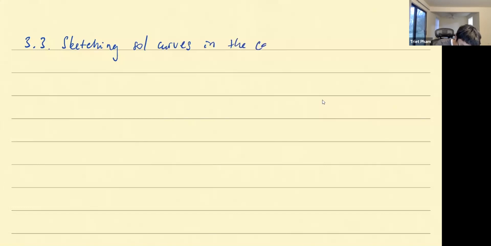Okay, so let's revisit what we did last time and let's codify a little bit. I have some slight modification I want to talk about. So we did 3.3, right? Basically, something like phase portrait, or sketching solution curves in the case of 2 by 2 distinct real eigenvalues.